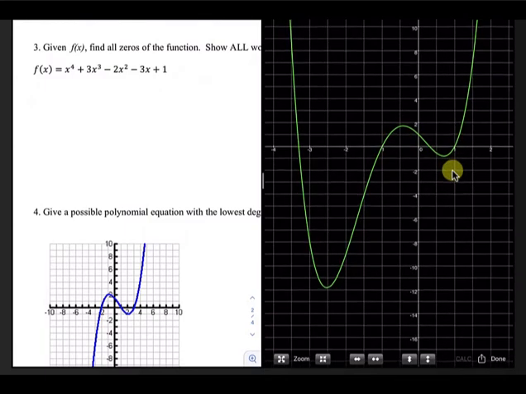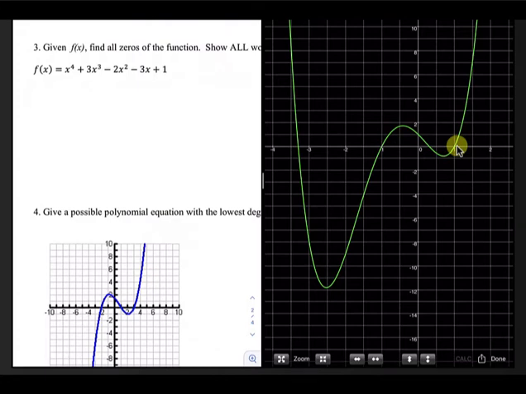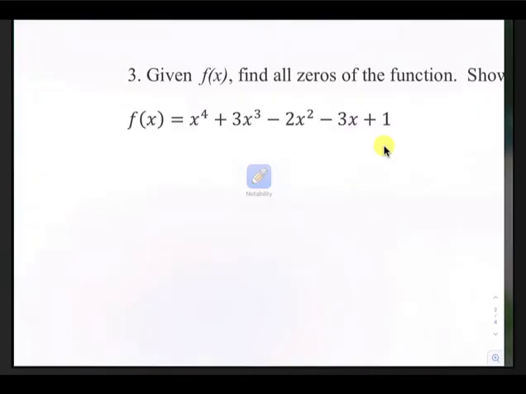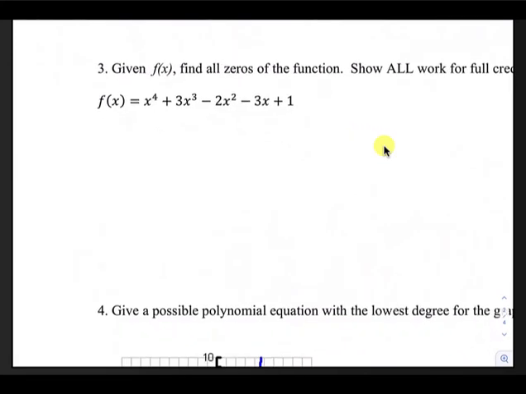So zoom in a little bit more on that. Yeah, so negative 1 it crosses and positive 1 it crosses. It crosses in other places too, but we're not sure where those are. So we can choose either negative 1 or positive 1 for our synthetic process. Let's choose negative 1 first. So we begin by putting -1 on the outside, and then all of our coefficients are inside.